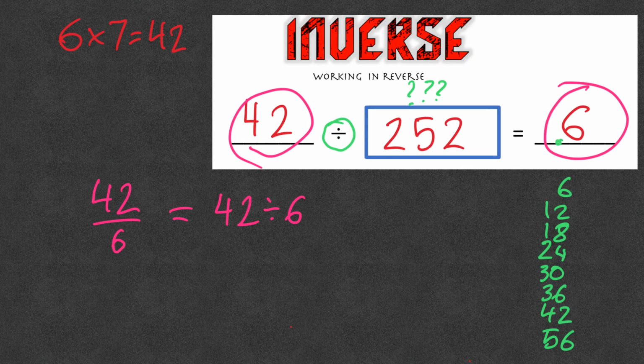And that is the type of problem that you should be dividing. You're not doing the opposite, you're just working in reverse. That can be quite tricky, because with the other missing box problems, we were simply using inverse. When you're dealing with a missing divisor, you should divide the dividend by the quotient.